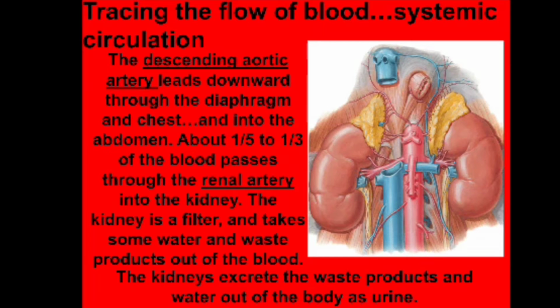The descending aortic artery leads downward through the diaphragm and chest and into the abdomen. About 1/5 to 1/3 of the blood passes through the renal artery into the kidney. The kidney is a filter and takes some water and waste products out of the blood. The kidneys excrete the waste products and water out of the body as urine.